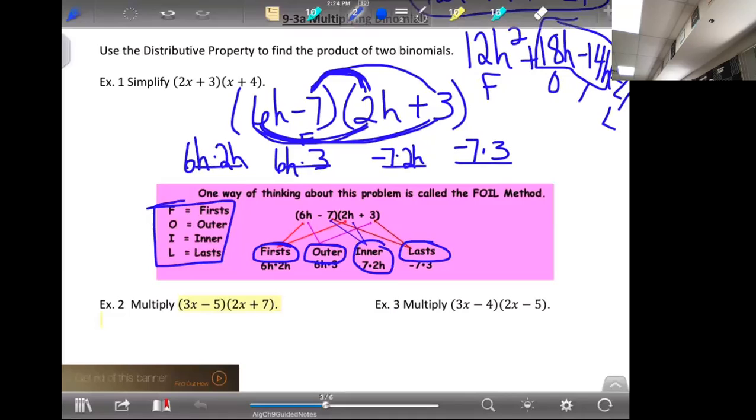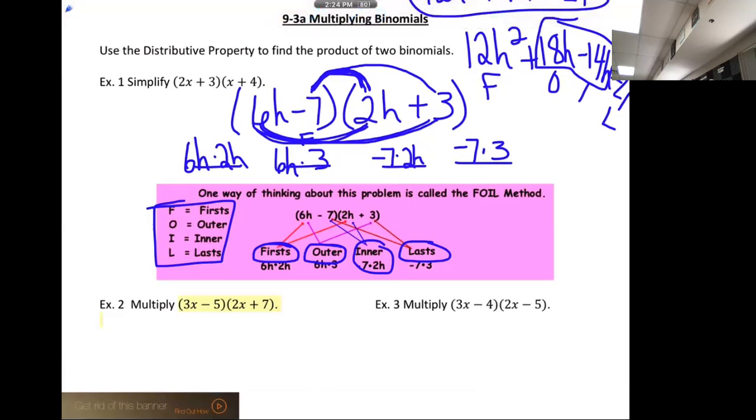Do you want to do FOIL or do you want to do distributive? Distributive. Okay, so let's cover this up for now. And let's just do this. 3x times 2x. To the second, don't forget that square. 3x times 7. 21.